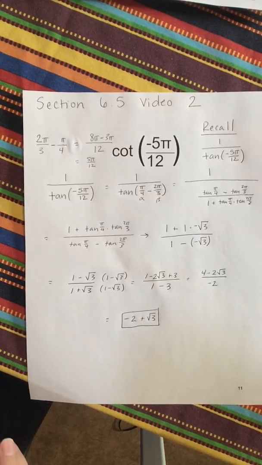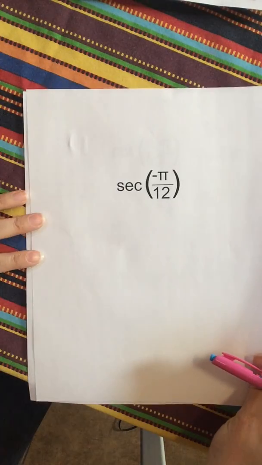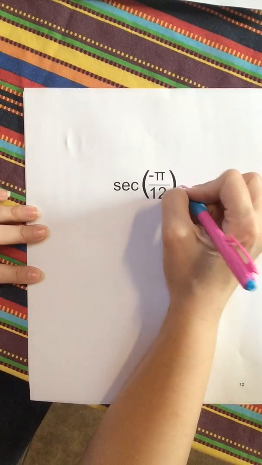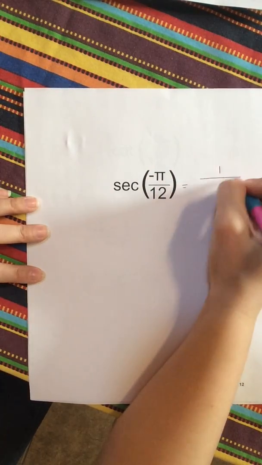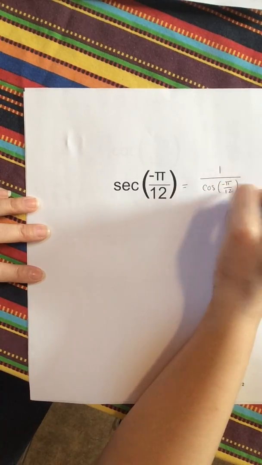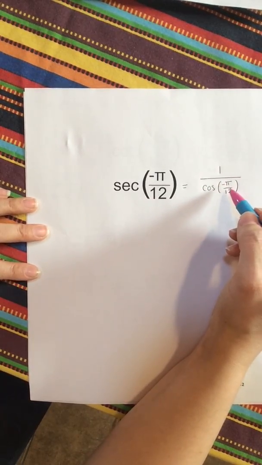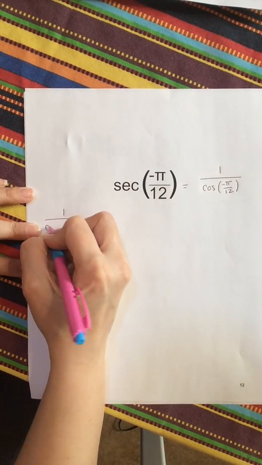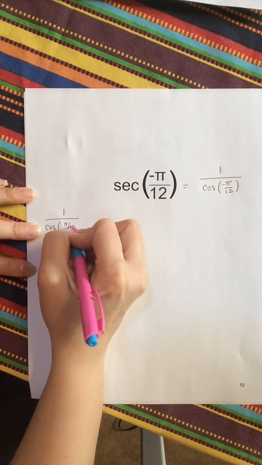Let's take a look at another one. So let's take a look at secant of negative pi over 12. This can be rewritten as 1 over cosine of negative pi over 12. And if you have cosine of a negative angle measure, that's really nice because the negative just goes away. So this is 1 over cosine of pi over 12.